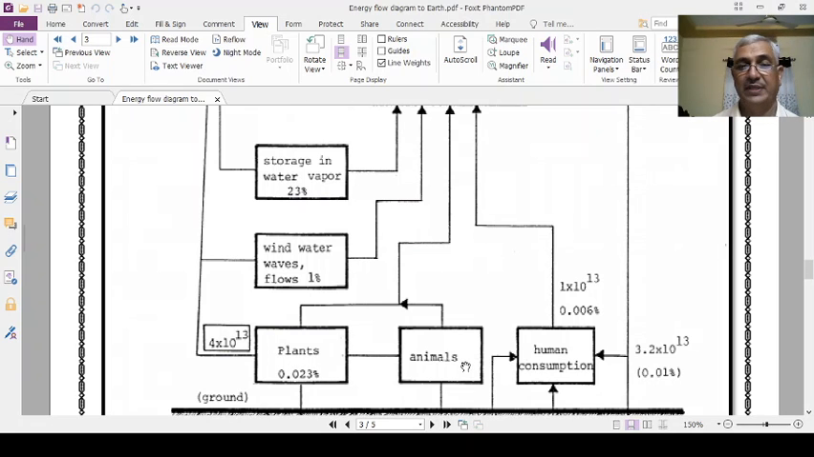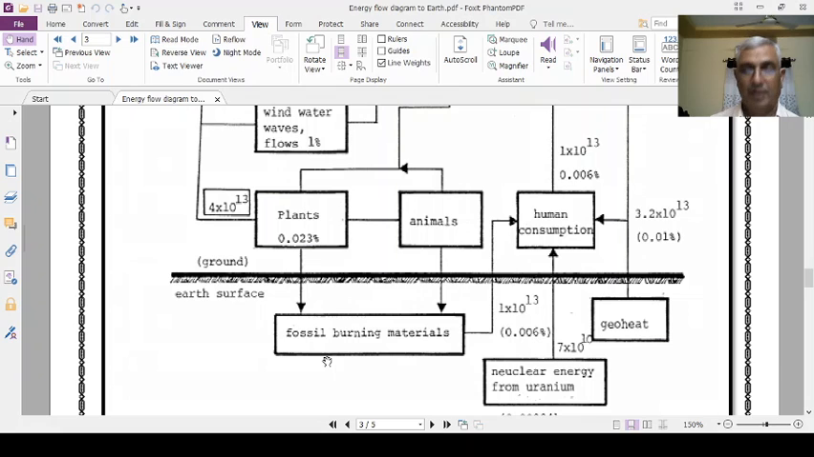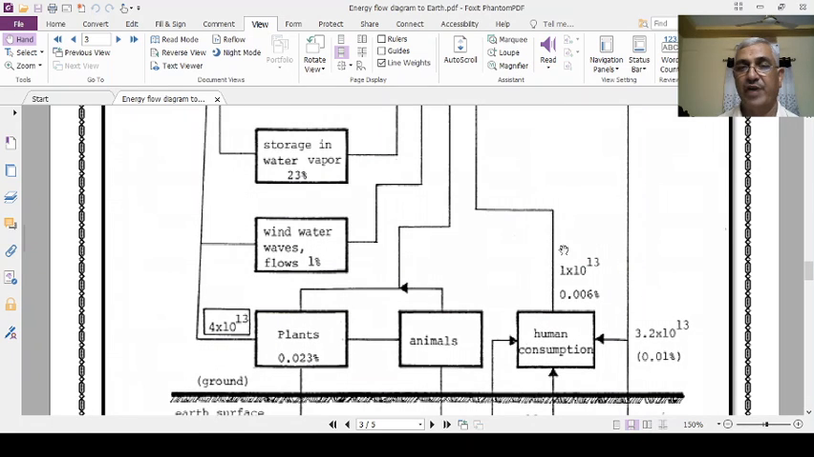Some of the energy in plants and animals is radiated back, and when plants and animals become fossil fuel materials in the Earth's crust, they will be used for human consumption. Humans also consume nuclear energy and geoheat. The total human consumption is 1 times 10 to the power of 13, that is 0.006.